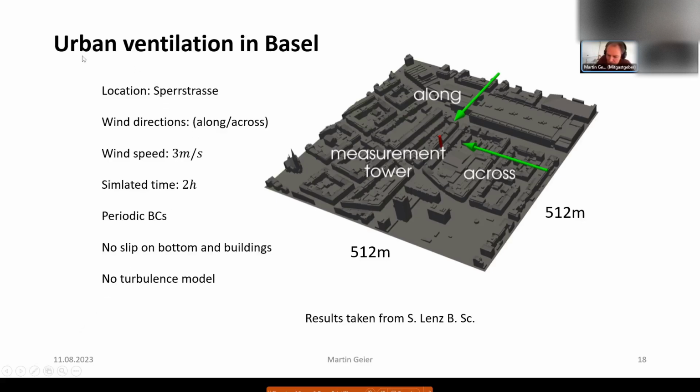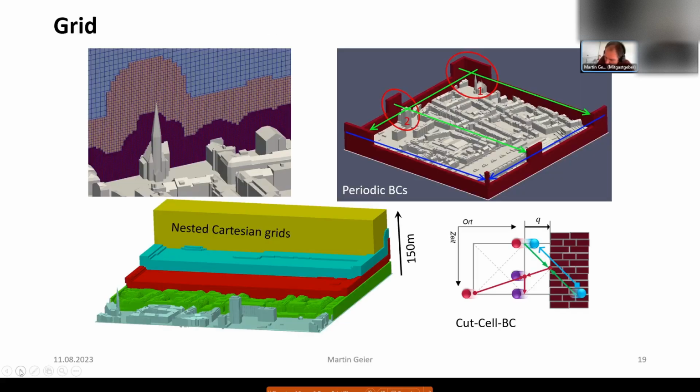Okay, so here this is urban ventilation. We are civil engineers, so this is something we are interested in. We have a 500 by 500 meter domain, and here is a measurement device, and this is in Basel, where they have measurements for this urban flow. The good thing is that they also have the geometry for this, which is actually not completely watertight, but we were able to work with it.